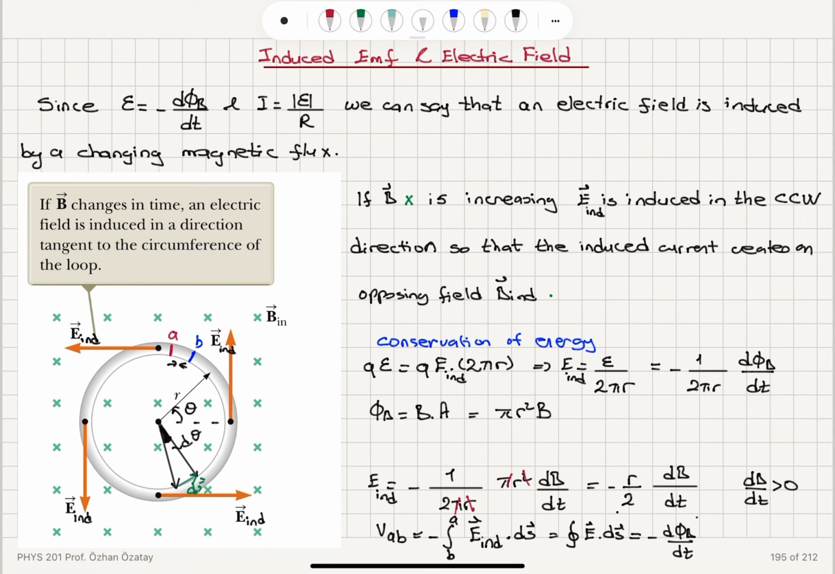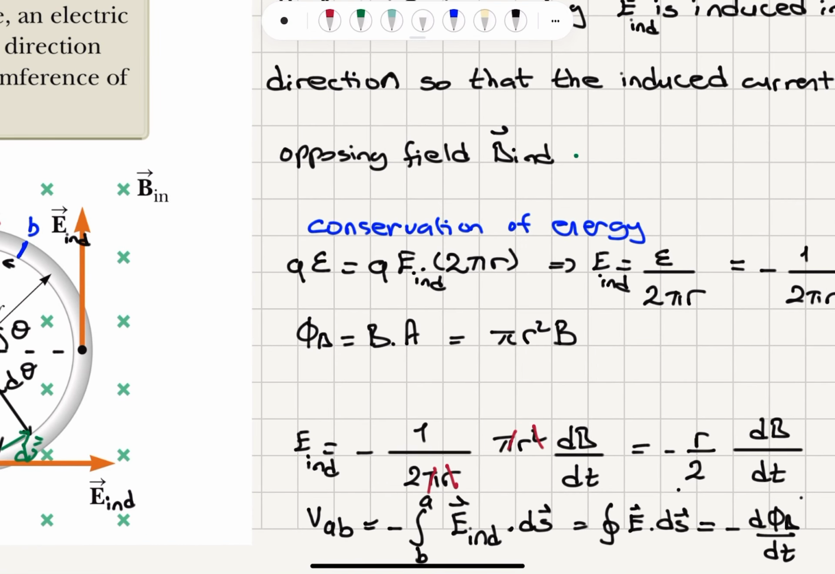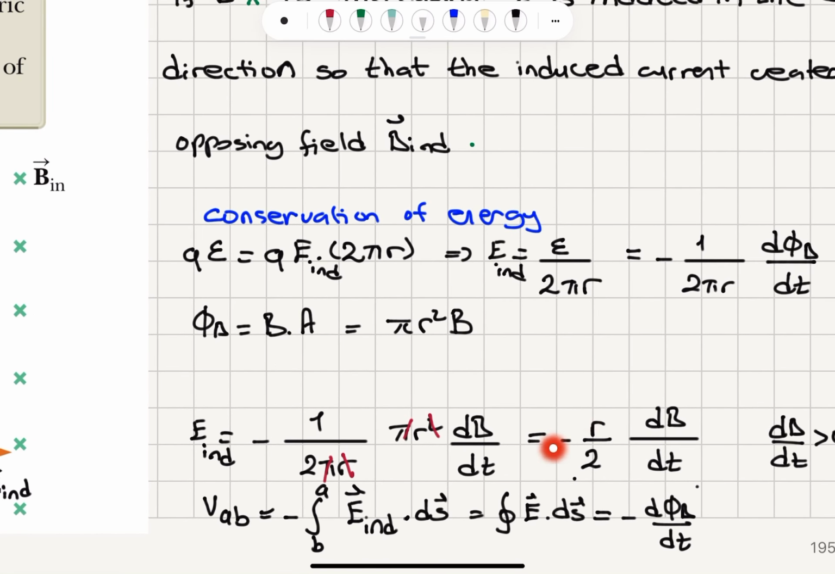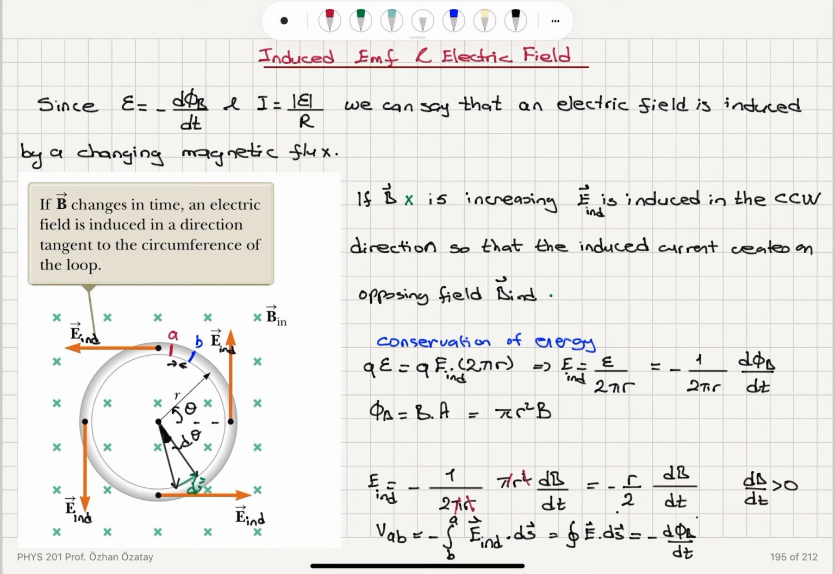What is phi B? The magnetic flux. Magnetic field times the area, which is pi r squared, where r is the radius, times magnetic field. Therefore, we will see an induced electric field minus 1 over 2 pi r times d(pi r squared B)/dt, because pi r squared B is the magnetic flux, and the pi r's cancel, so it's minus r over 2 dB dt. So there is an induced electric field because dB dt is positive here. This has a minus sign.